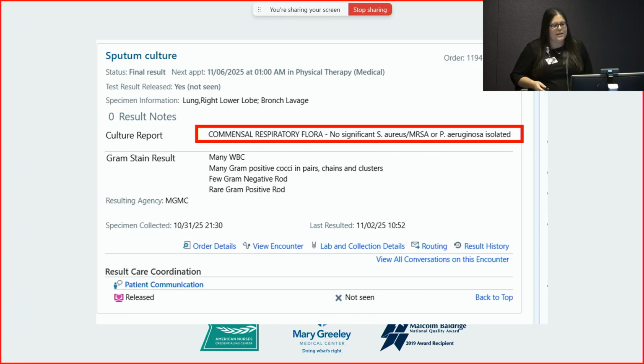Here's another example. When you get a sputum culture result that says many gram-positive cocci in pairs, you wonder, well, could that be MRSA still? So they added, because they know they don't find MRSA or staph, that there's no significant staph, MRSA, or Pseudomonas isolated. It just gives that provider extra confidence that they're looking at the culture accurately, and if they tried to cover for that, it may no longer be relevant.